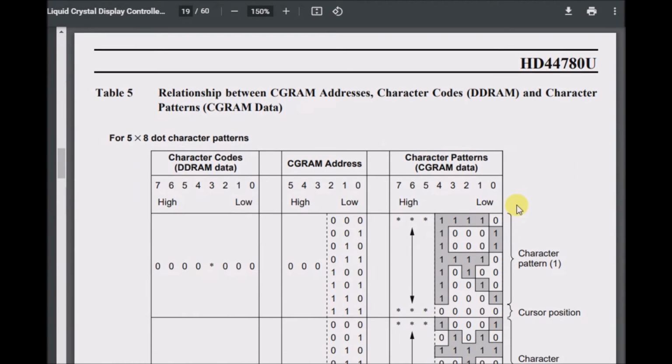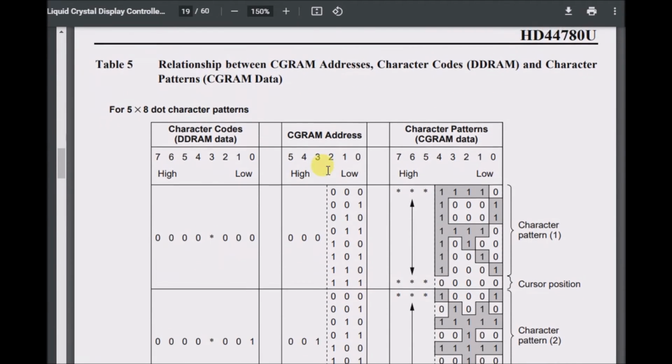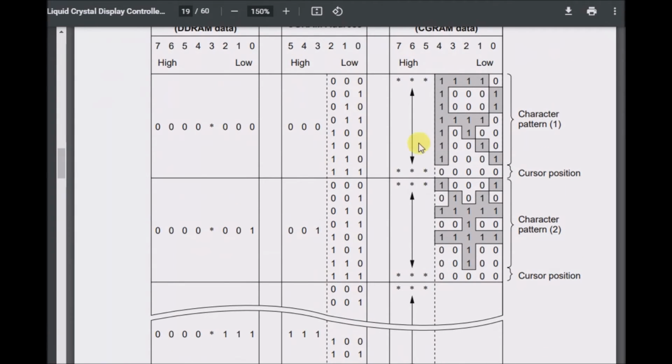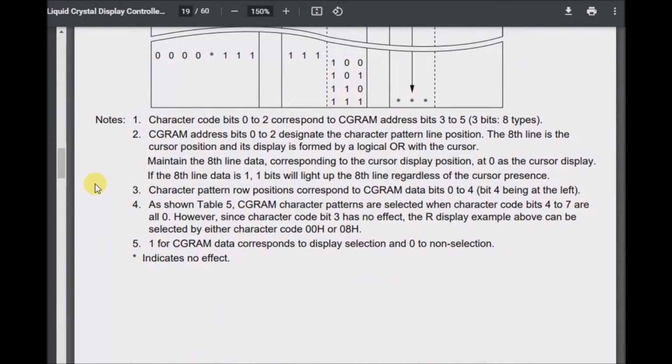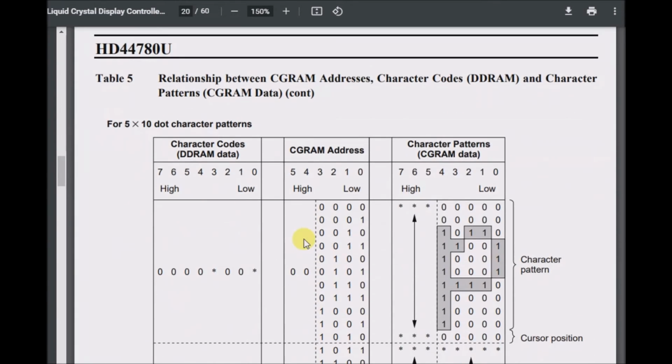Table 5, relationship between CGRAM addresses, character codes, DDRAM, and character patterns. CGRAM data. See, I really don't know what this is talking about yet, but I can see a letter R. And it's got some notes on all that. Relationship between CGRAM address, character codes, and character patterns.